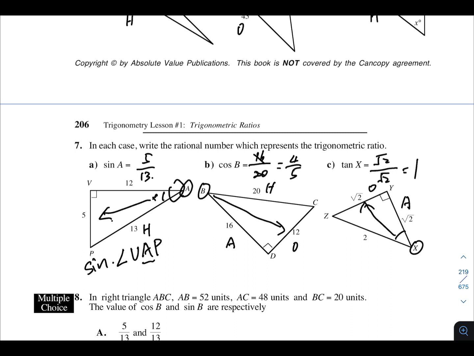And also remember, if you find a right triangle where the tangent is 1, it means this angle is 45 degrees and this one is 45 degrees.